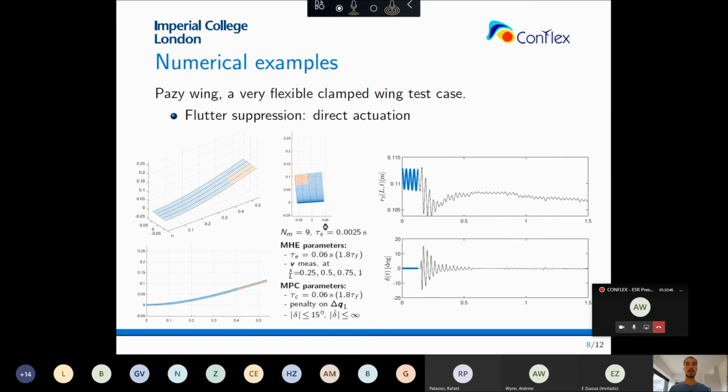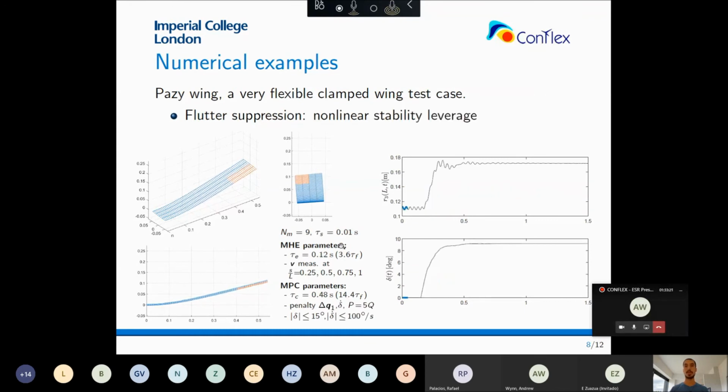In this case, if we opt for a sample time which is rather small, we take the MHE using more or less the same parameters. But for the MPC, we mostly penalize velocities. We see that the controller opts for this direct actuation, where the flap is deflected in an oscillatory manner to counteract the oscillations provoked by flutter. And we observe a substantial reduction in these oscillations.